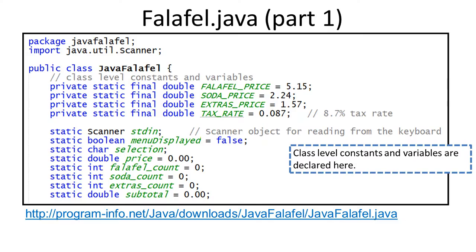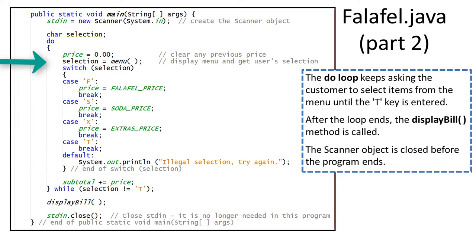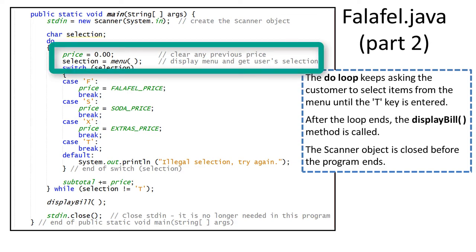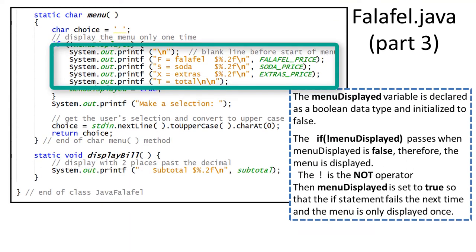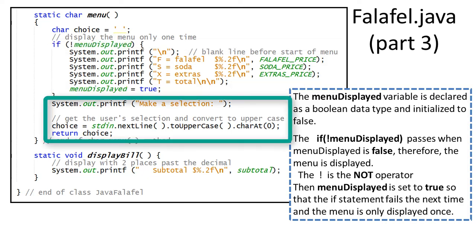Here's part one. Here's the price and the character selection. Each time somebody makes a selection, I'm going to add that. First thing I do is in a do loop, I say display menu, right down at the bottom. Here's a blank line and it says F equals falafel, S for soda, X for extras, and T for total. I'm also going to display the prices and say make your selection.